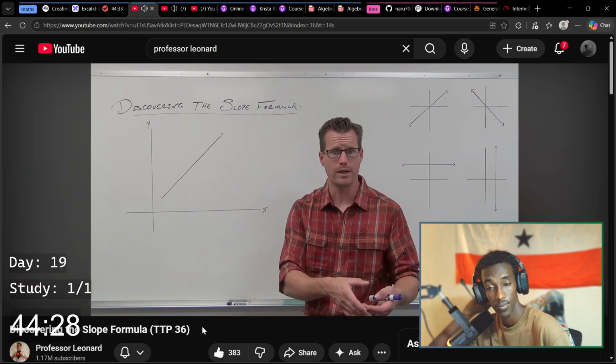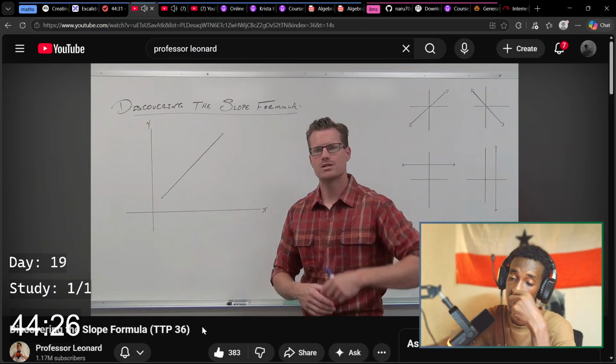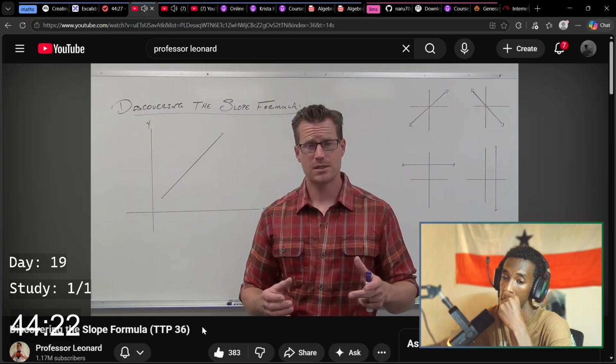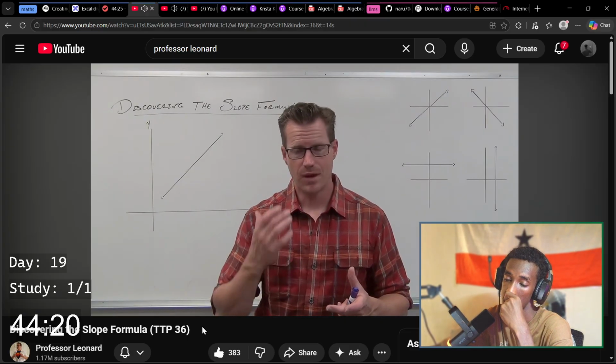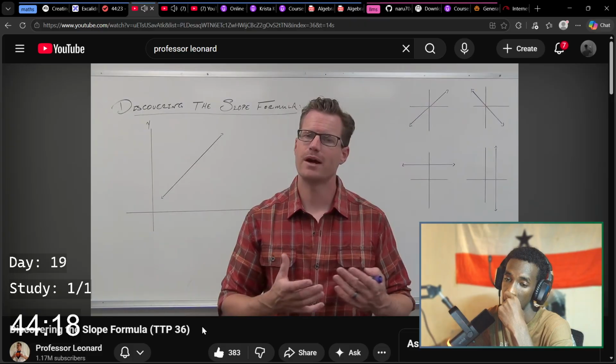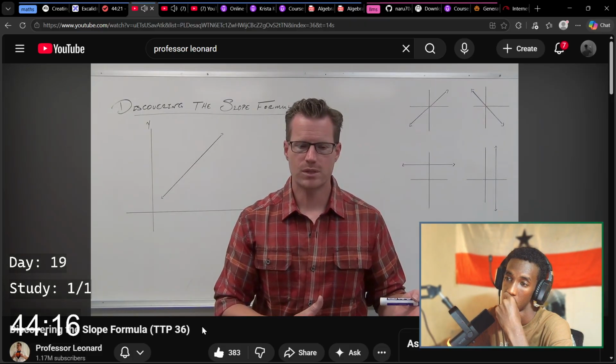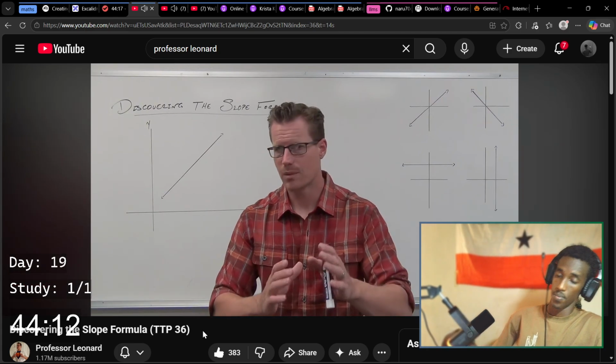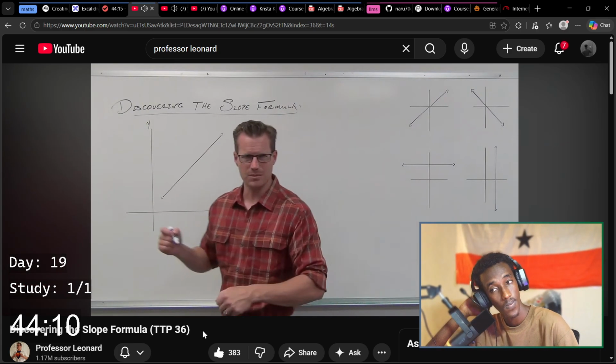to find 2 points to find the slope. Let's create some points. Now, as we move forward, please don't miss this. I'm not picking specific points here, because if I pick specific points and try to find a formula for that, that formula is only going to work with those specific points. So I'm going to pick 2 random points. Let's call them A and B.